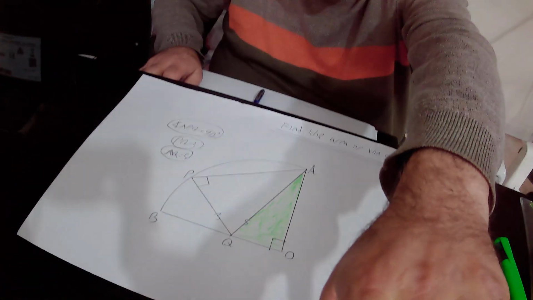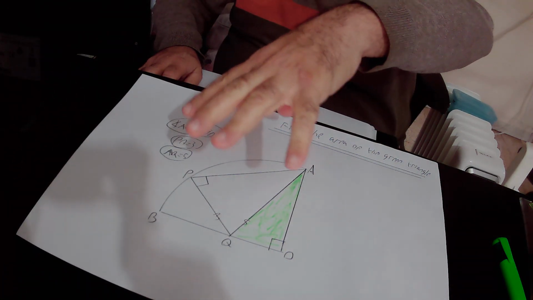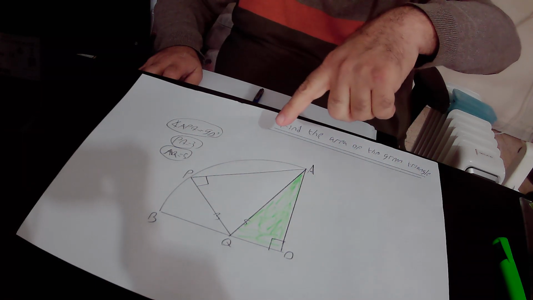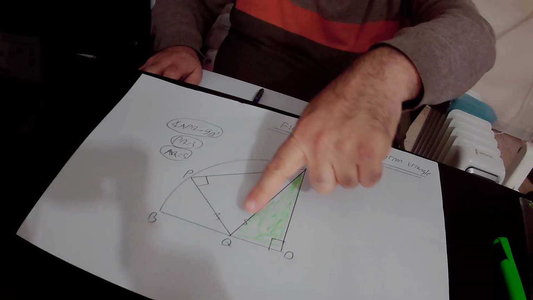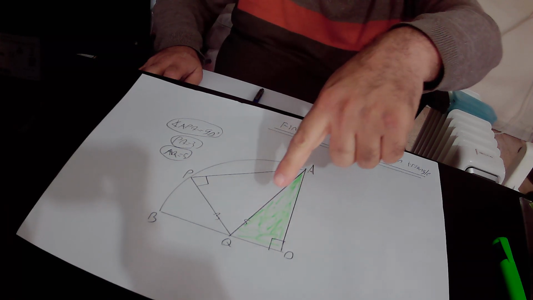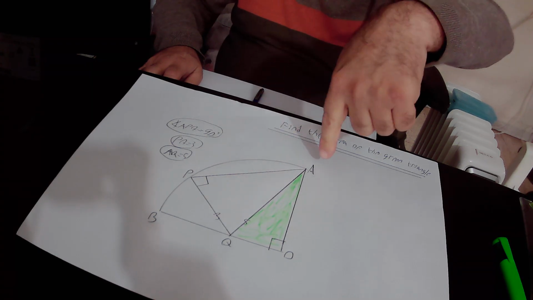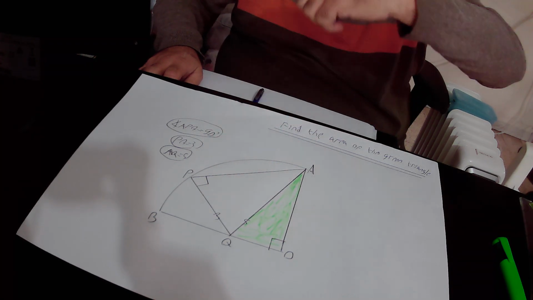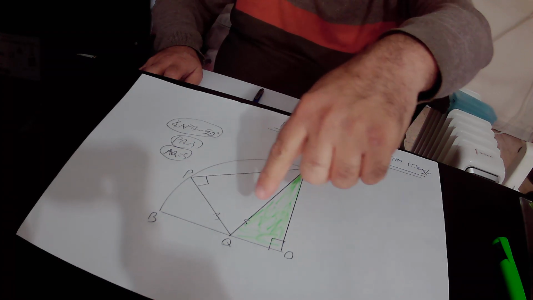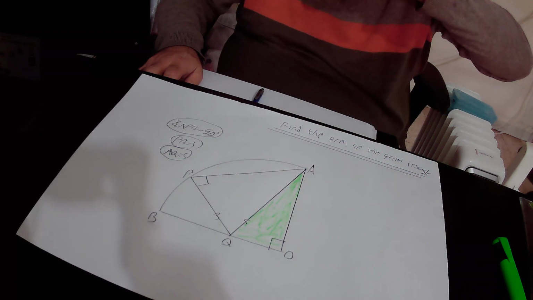In this lecture, we will find out the area of the green triangle. In the drawing, we have a quarter circle, AOB is a quarter circle. Inside the quarter circle, we have line segment PQ equal to 3 units. Line segment AQ equals 5 units in length. Angle APQ equals 90 degrees. And our mission is to find the area of the green right triangle AOQ.